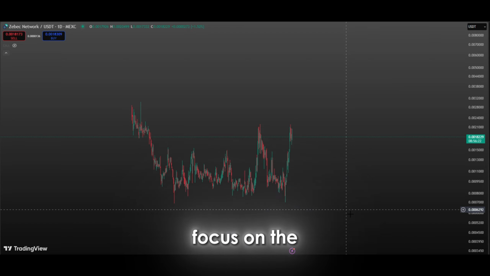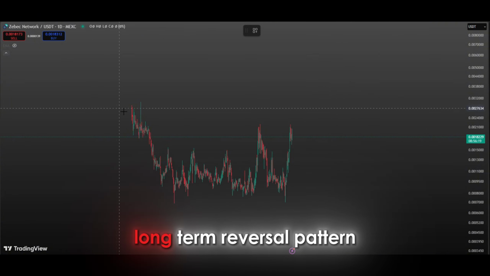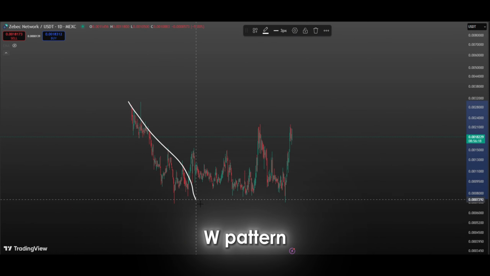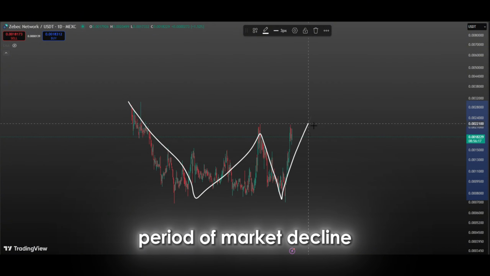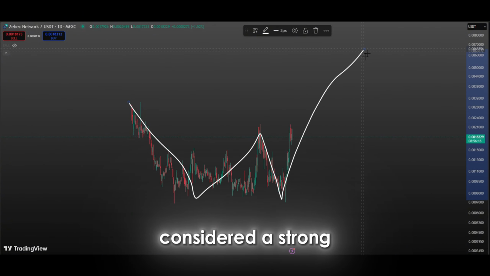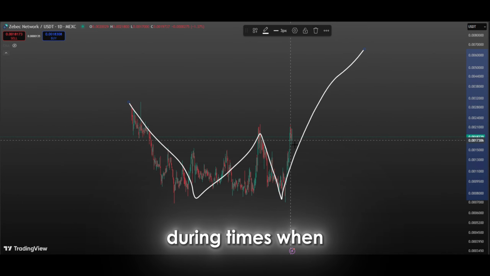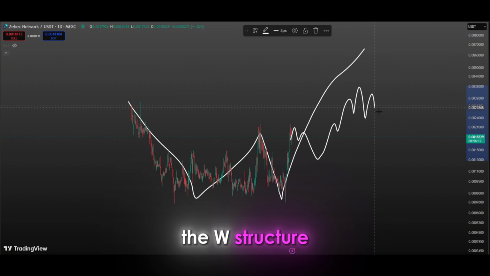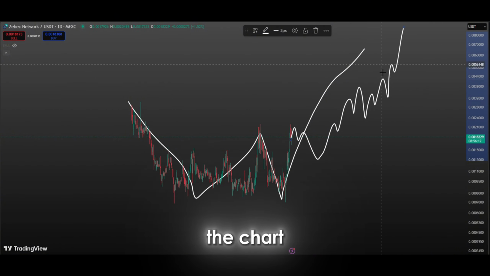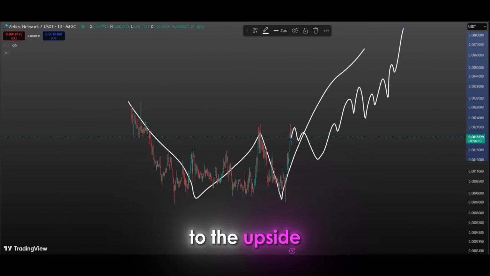When we first focus on the bigger picture, we can clearly see that the price is exhibiting a classic and highly notable long-term reversal pattern known as a W pattern. This formation represents recovery movements following a prolonged period of market decline and is generally considered a strong trend reversal signal. These types of patterns often appear during times when investors begin to regain confidence and show renewed interest in buying. The W structure, clearly visible on the chart, consists of two bottoms and is completed once the peak between them is broken to the upside.